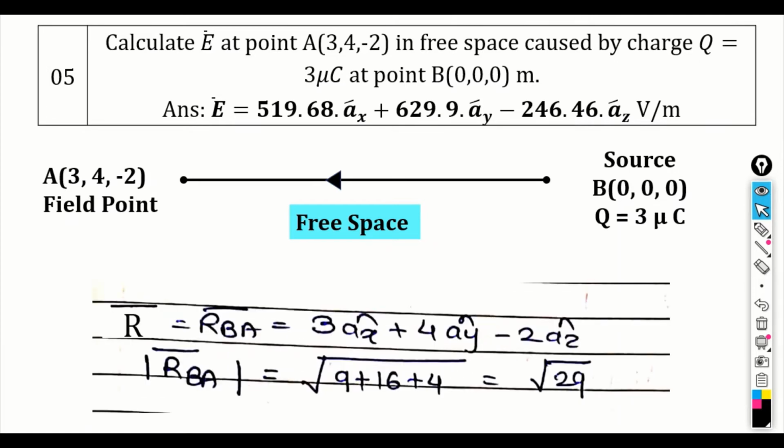So write the vector. It is destination is A, source is my B. So it will be vector BA, which will be equal to coordinates of A minus coordinates of B corresponding. So it will be 3 minus 0, 4 minus 0, minus 2 minus 0. I get it as 3ax cap plus 4ay cap minus 2az cap. Calculate the magnitude. It comes out to be under root 29.